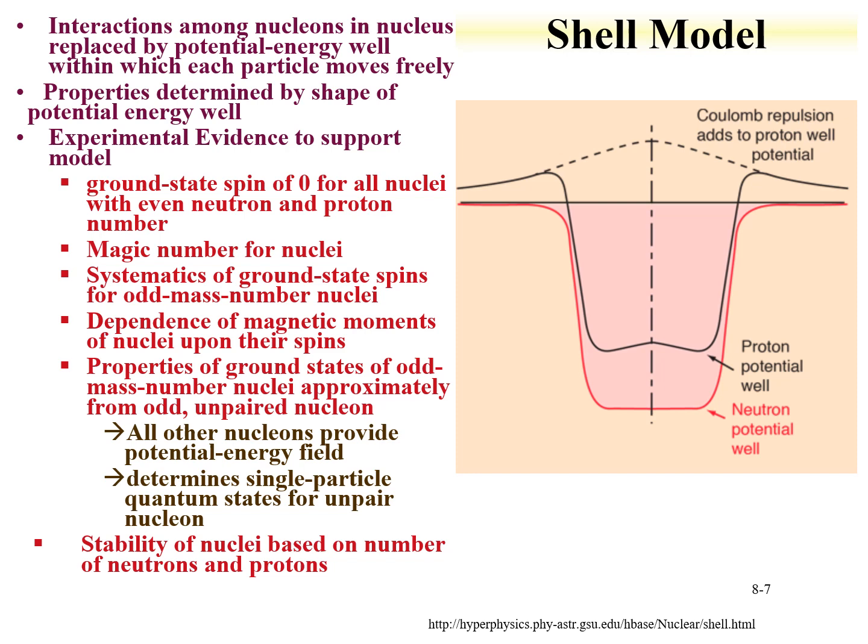There are some systematics on ground state spins for odd mass numbered nuclei, the relationship between magnetic moments and their spins, and some of the properties of ground states of odd mass numbered nuclei can be determined from that odd unpaired nucleon. So it's as if I have an odd A nucleus, all the nucleons are paired except for one, and that one unpaired single particle provides the properties for the nucleus. That's fundamentally one of the bases of the shell model. One of the other things with the shell model that can be derived is stability of nuclei based upon the number of neutrons and protons.